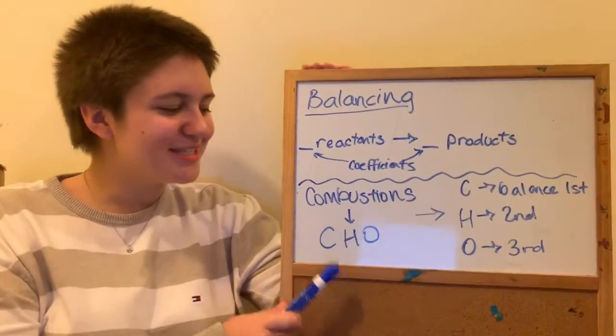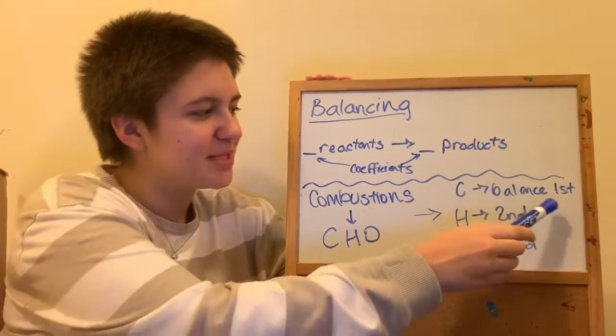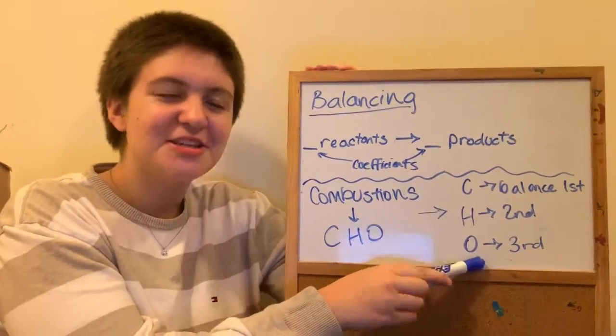In combustion reactions, this is the order in which you would balance the equation. C meaning carbon, which you would balance first, H meaning hydrogen, which you would balance second, and O meaning oxygen, which you would balance third.